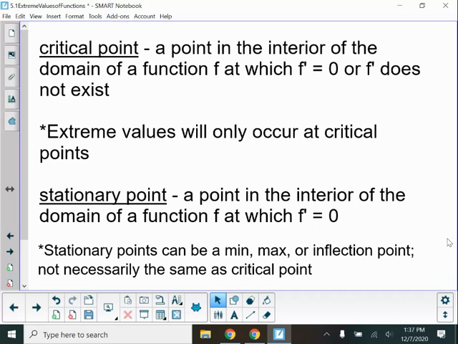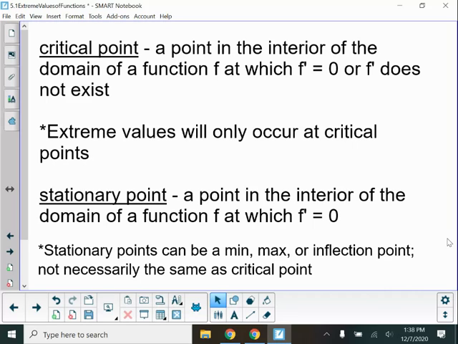Okay, so now a few definitions and a few important things. The critical point and stationary point, there's actually only one difference between these. And typically on the AP exam, you won't see much said about stationary points. Really, they're only concerned about critical points. So your critical points are going to be the points in the interior of the domain where f prime is equal to 0, or f prime does not exist.